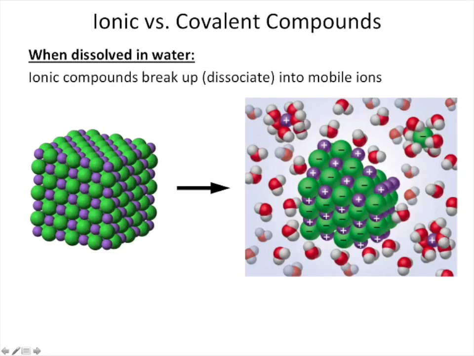Contrast this with ionic compounds. When an ionic compound dissolves in water, it dissociates into positive and negative ions. This picture shows the solid cube of sodium chloride dissolving into the various ions, which are attracted to different parts of the water molecules depending on whether they're positive or negative. Overall, this shows us a very different behavior.